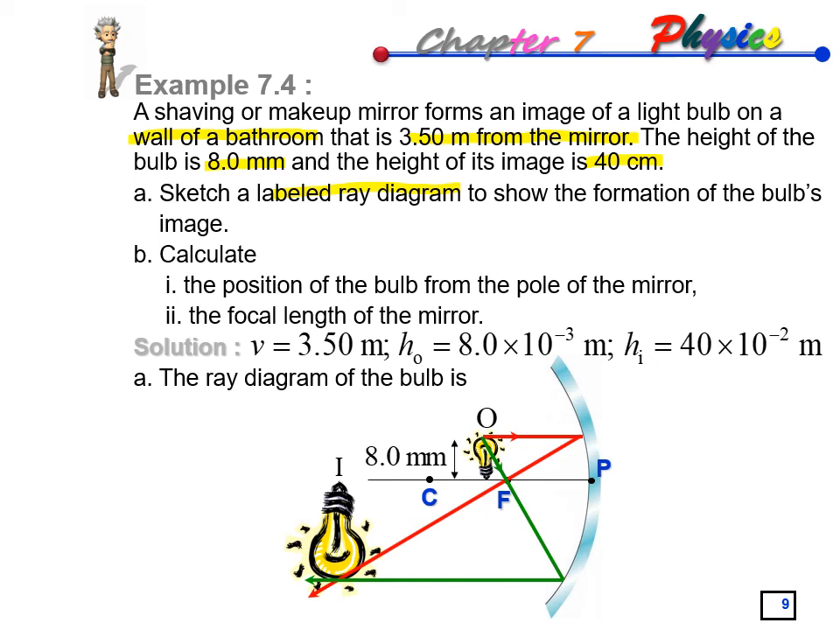For question B, they want us to calculate the position of the bulb from the pole of the mirror. That means they want us to determine the object distance, and then the focal length f.